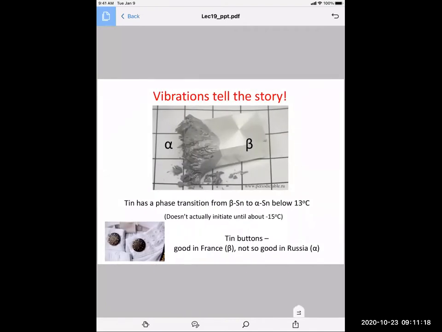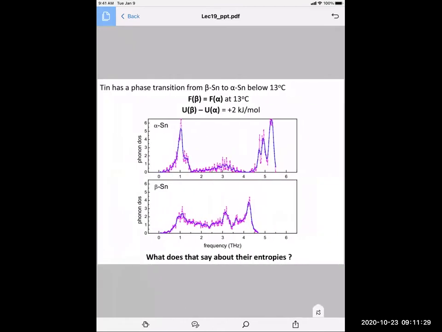All right, so let's think again about tin. Remember that tin has a phase transition from beta tin to alpha tin at very cold temperatures. Here I'm plotting the phonon density of states, the density of states for vibrations, for alpha tin, the low temperature phase, up top, and beta tin, the high temperature phase. If these phases have a phase transition at 13 degrees Celsius under constant pressure, then the Helmholtz free energies of these two phases are equivalent at 13 degrees C.